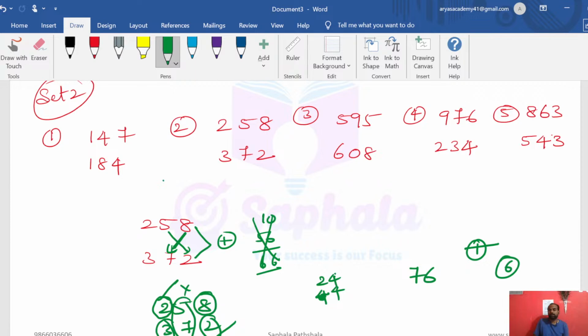5 7s are 35. So what I say is, you should not write all the three numbers and then add, 5 plus 4 9, 9 plus 4 13, 1 carried forward, 3 plus 2 5, 5 plus 1 6. You should not write all this. You should be able to remember all the three values and add them.